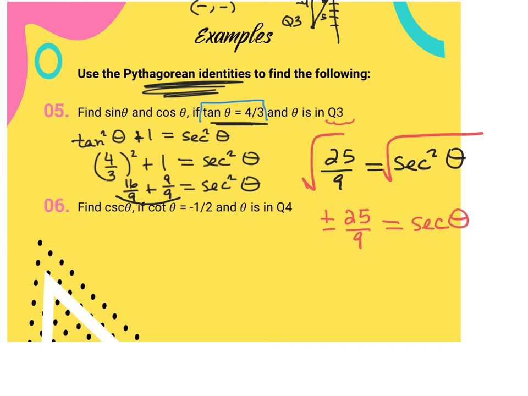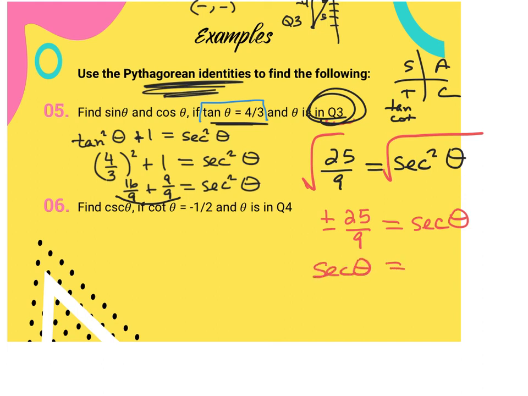Now, here's where the all students take calculus comes into play. Remember, all students take calculus. They told me I'm in quadrant 3. The only 2 out of the 6 that are positive in quadrant 3 are tangent and cotangent. This tells me that for this red that I just solved, the only one I'm keeping is the negative.